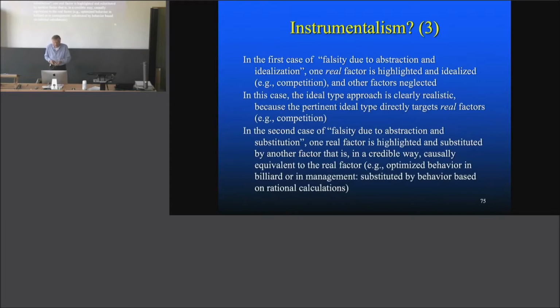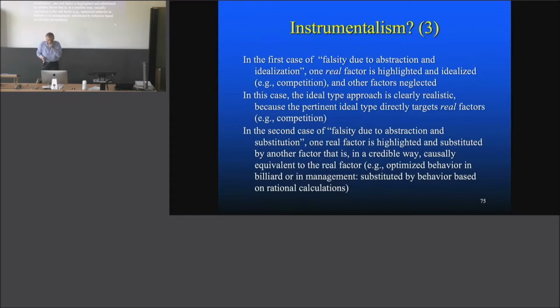And also in the second case, the falsity due to abstraction and substitution, one real factor is highlighted and substituted by another factor that is in a credible way causally equivalent to the real factor, right? You have a theory for that, selection theory, or at least some indications that you say, yeah, that's plausible, but it's again the same causal effects, right? The causal effect of calculating the differential equations and then doing the billiard ball is the same as the sort of experience that the expert billiard player has internalized, right? The effect is the same. They do exactly the same push to the ball. The effect is the same. And therefore, we say if we only want to predict, we can substitute one for the other.